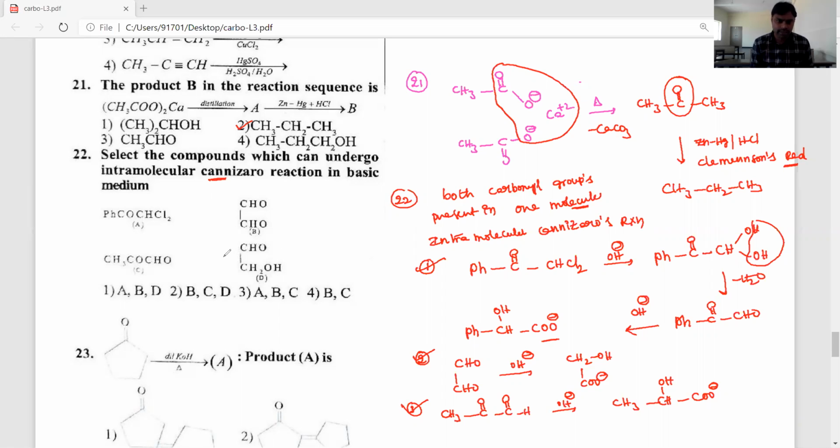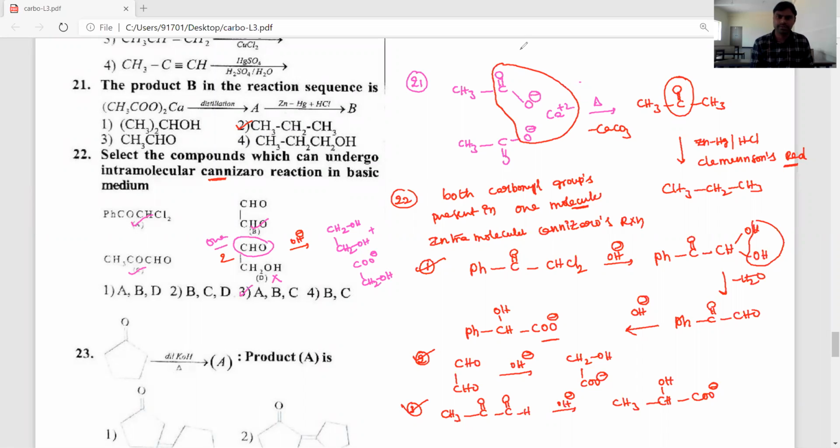Let's see this fourth one. It involves two molecules in the presence of base. In the presence of base, the products are CH2OH CH2OH and another product, COO minus CH2OH. This is only a Cannizzaro reaction, not an intramolecular Cannizzaro reaction, because that D compound has only one carbonyl group, CHO. Two carbonyl groups are not present. Okay, that's why D is not an intramolecular Cannizzaro reaction. A, B and C means the third option is correct.